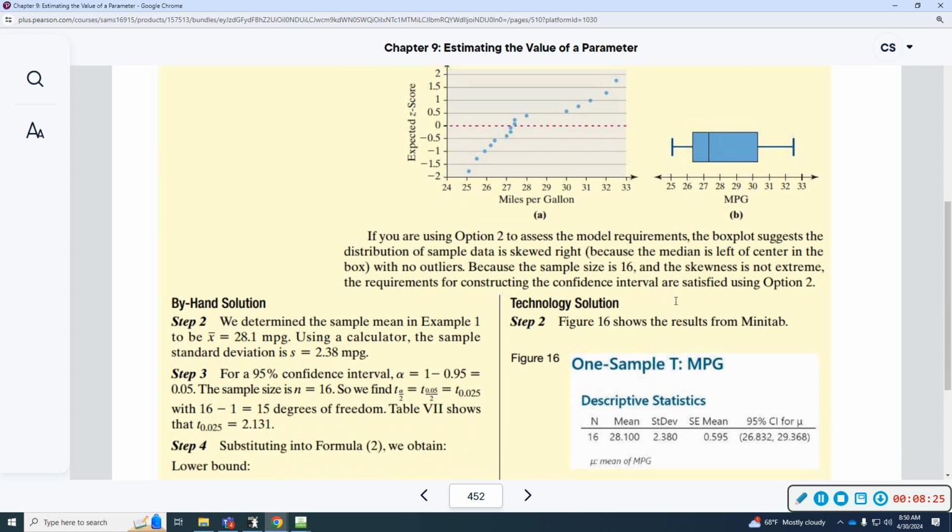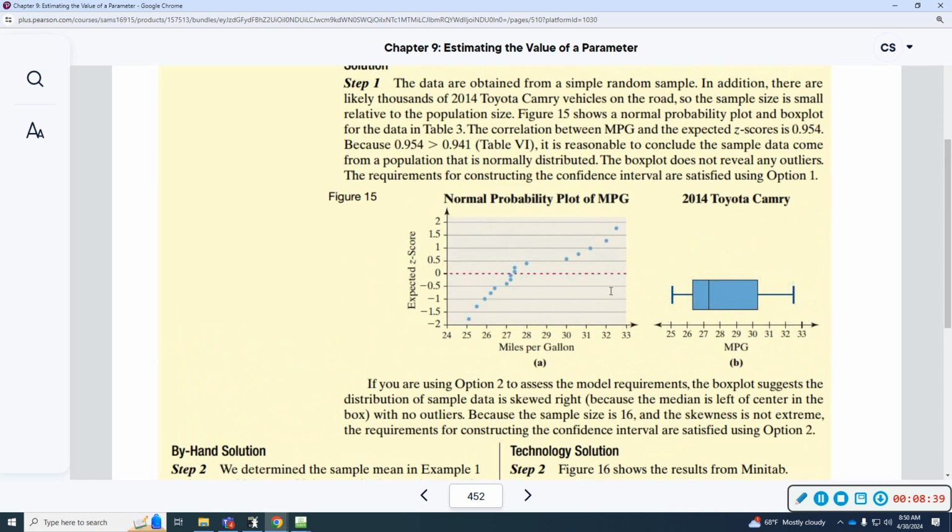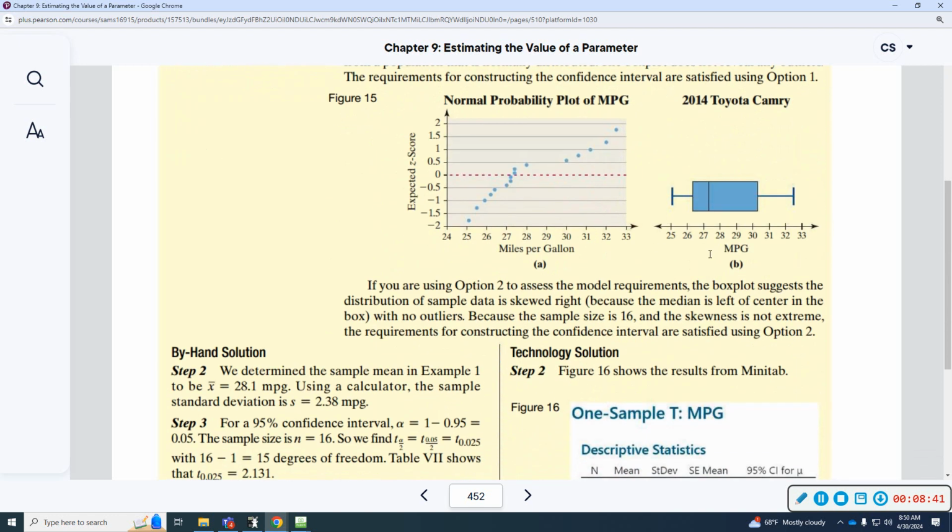And you can probably read through this. It says because the sample size is 16 and the skewness is not extreme, the requirements of constructing a confidence interval are satisfied. So I guess it's saying it's not extreme, even though you can see there's some skew to the right. There are no outliers. It doesn't show any really big points.